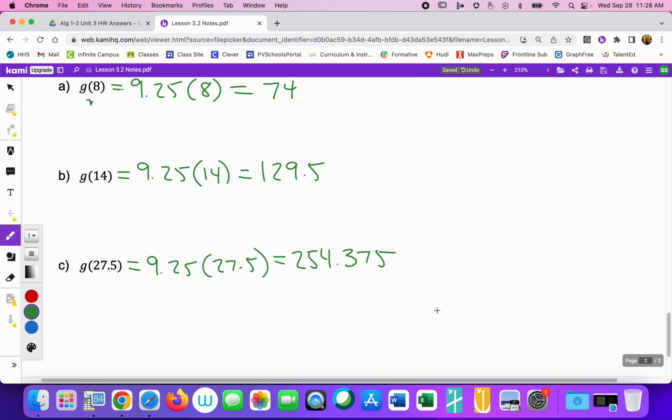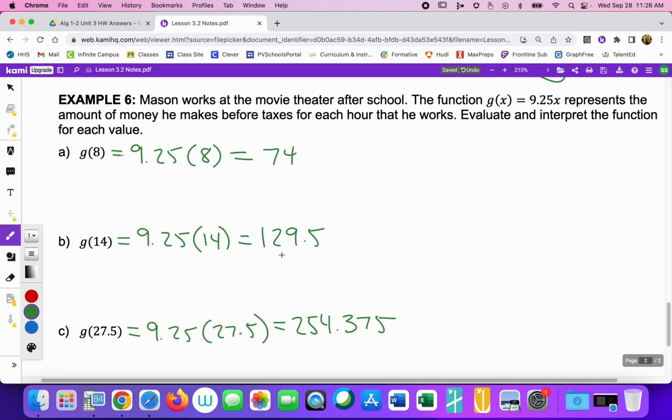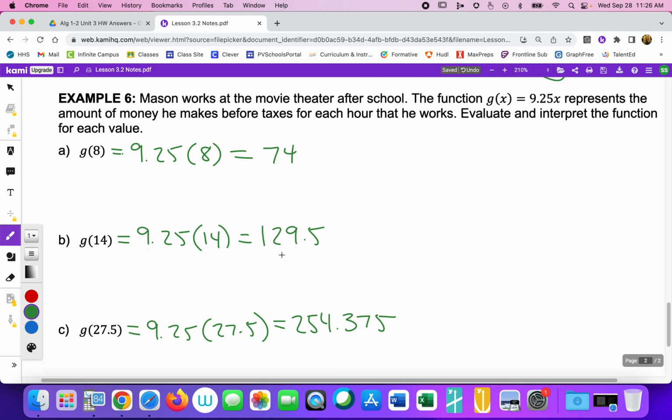Now this is a word problem, so they should technically have a label on them. What label would that be? It's dollars. X represents hours. So before we answer what these mean, what do you think the 9.25 is? The per hour thing, how much he makes per hour. I didn't necessarily say that, but given the context of the situation.